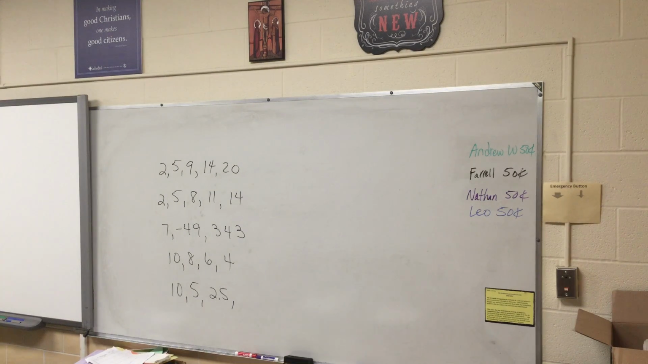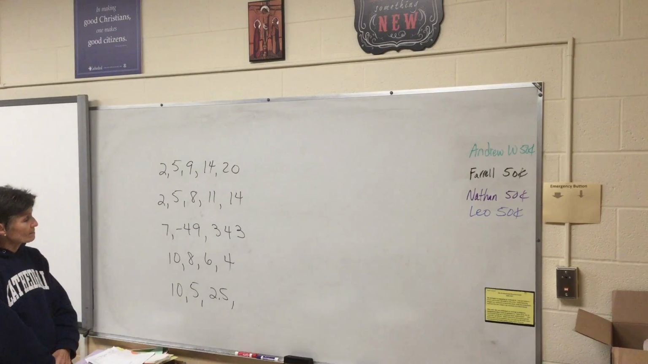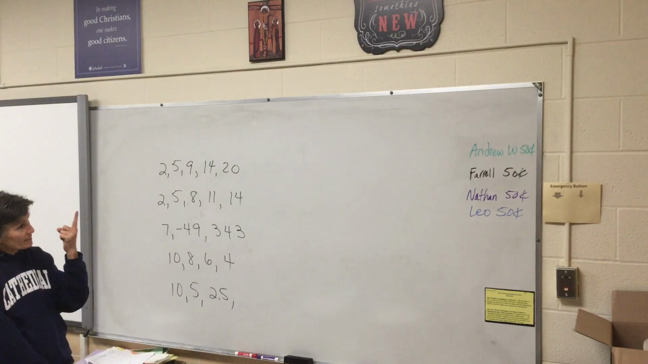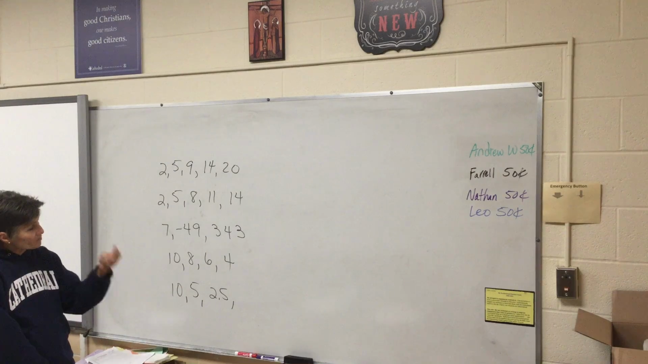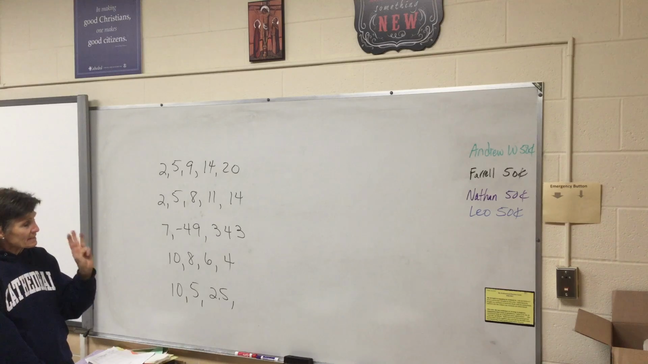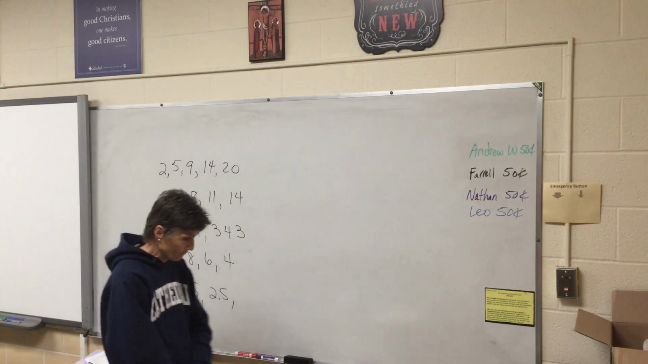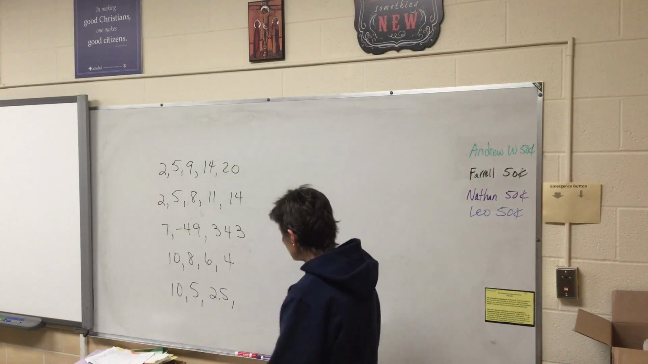And here is what I would like you to do. I want you to look at those sequences. I want you to tell me if it's arithmetic, geometric, or neither. And then, if it's arithmetic or geometric, I want you to tell me the common difference or ratio. So this should be pretty easy for you.